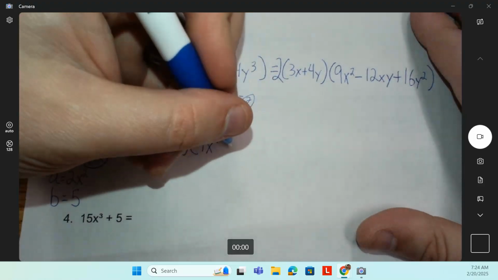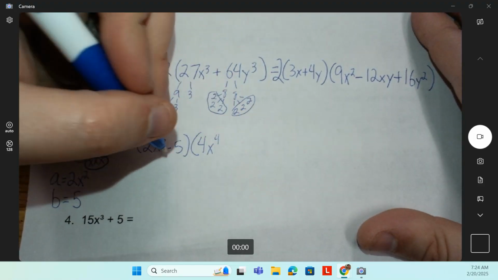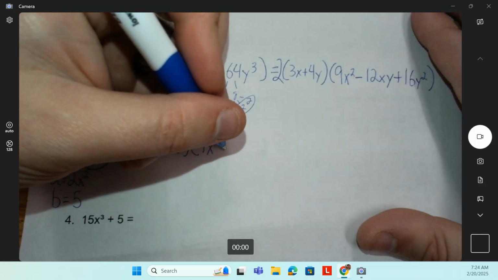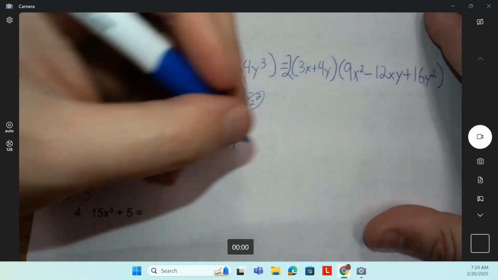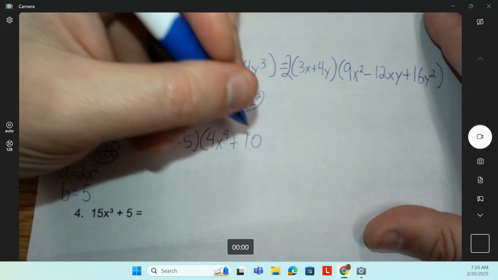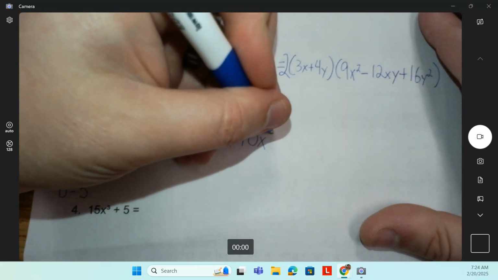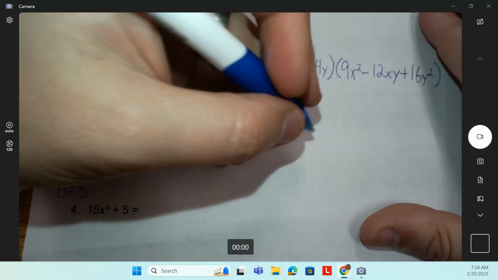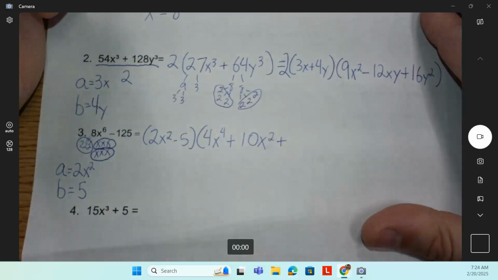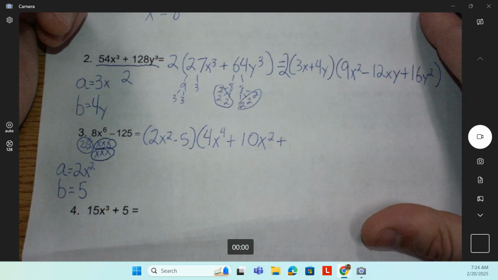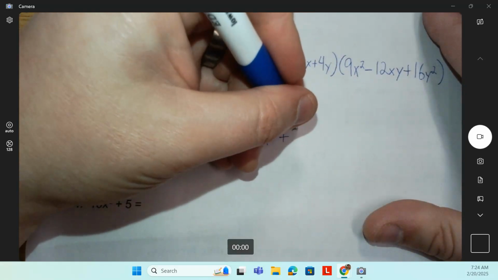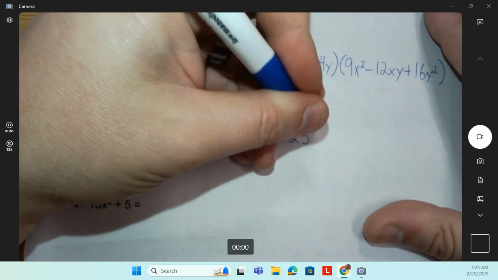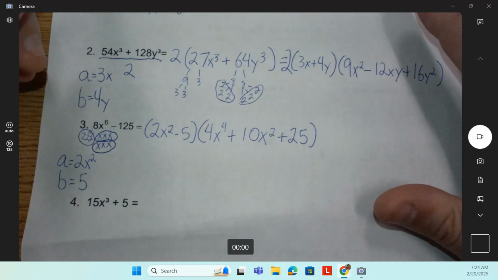Then A times B. Oh, and that's the opposite sign. I'm doing 2 times 5 to get 10. And the x squared will just hang out on the end. And then always positive at the end, and that would be B squared. So 5 squared gives me 25. And just like that, we're done for that one.